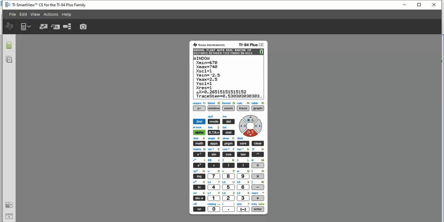Have I lost you? Oh, ours is... Yeah, that's what mine's doing. Into stat plot. Oh, when you go, don't hit second window, just hit window. Anyone else having calculator problems?